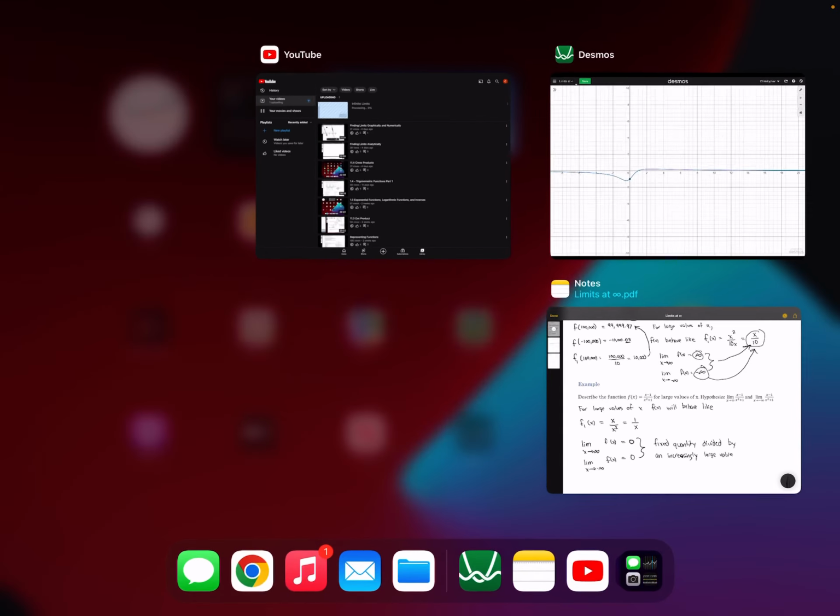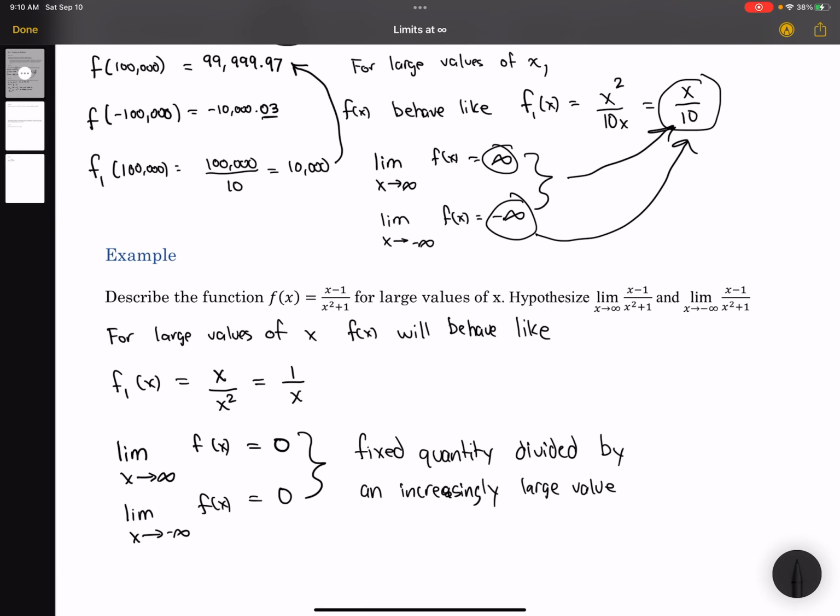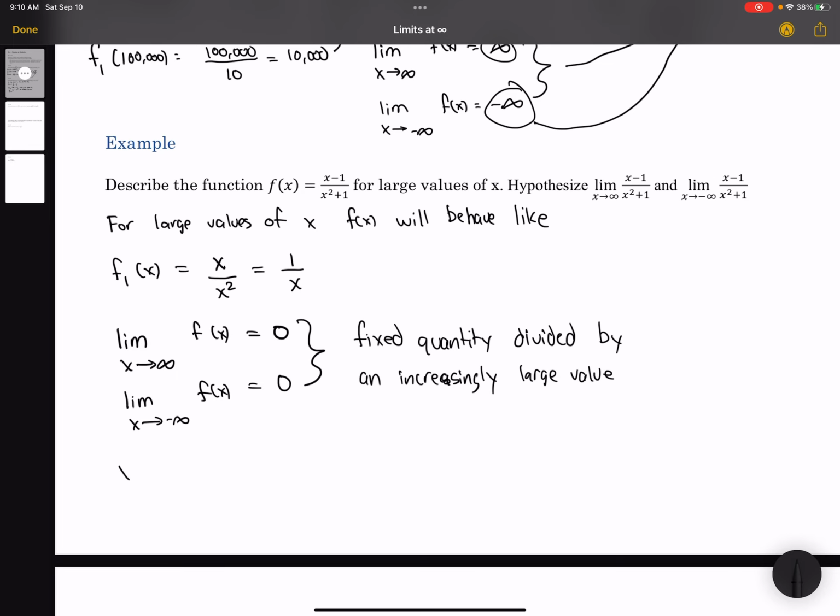So take note here, in this case, the degree of the denominator was greater than the degree of the numerator. And that led to a limit of 0. In the previous example, it led to the limit being infinity or negative infinity, depending upon the signs after simplifying.